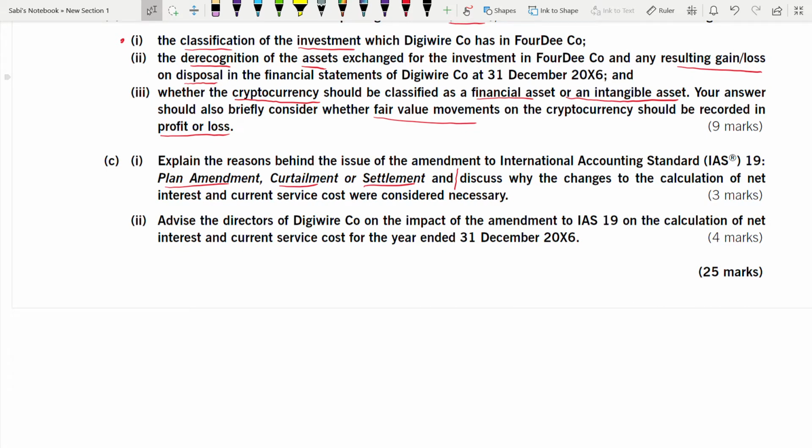Advise the directors of DGY on the impact of the amendment to IAS 19. What is the impact of the amendment to IAS 19 on the calculation of net interest and current service cost for the year ended 31st December 2006? 4 marks. This should be easy for you if you are very well with IAS 19, right?